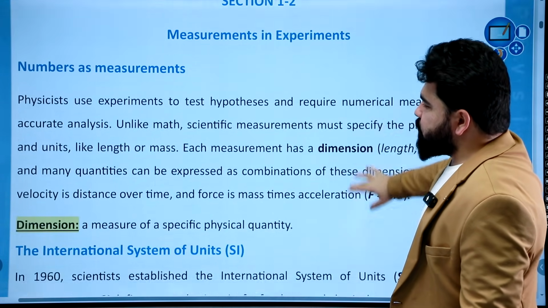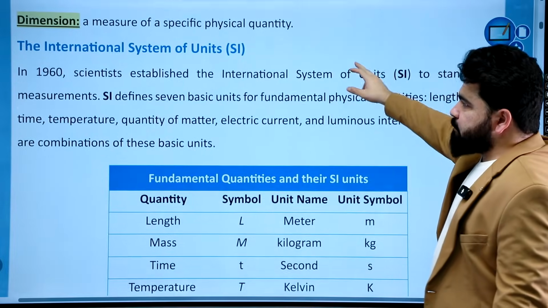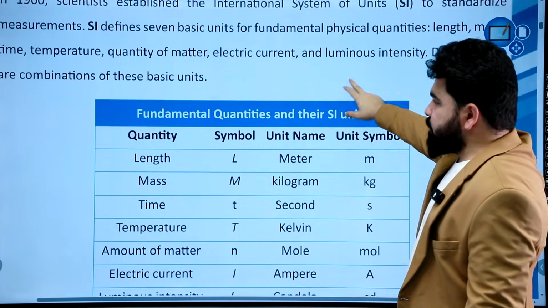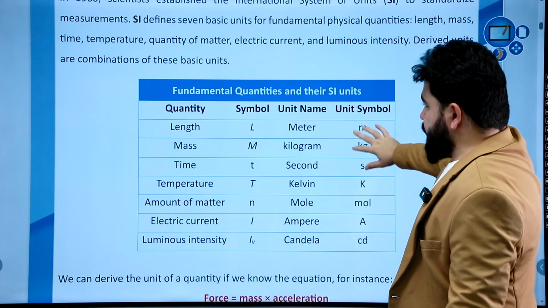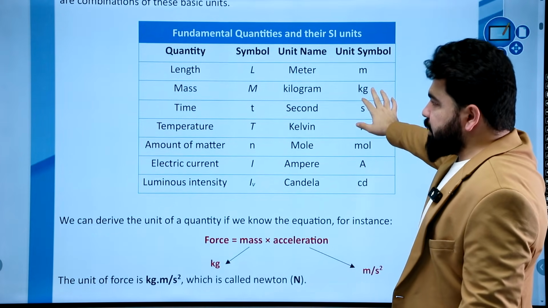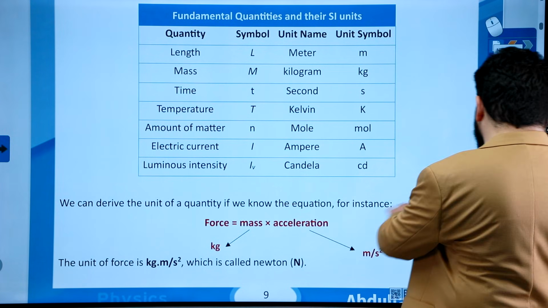Okay, you have measurements in physics. Dimension is basically a specific physical quantity, the measure of a specific physical quantity. We have many dimensions in physics. One of them, for example, is length. Mass is also a dimension. Okay, so look at it, please.